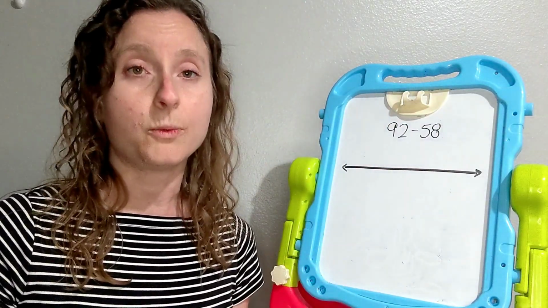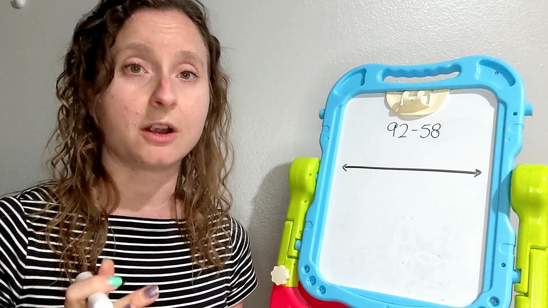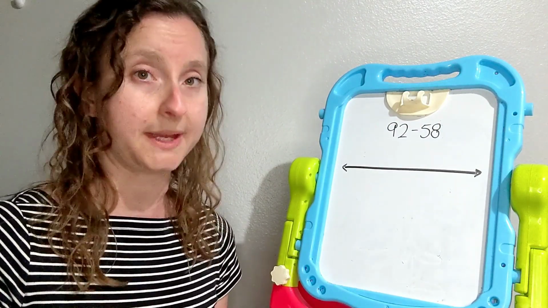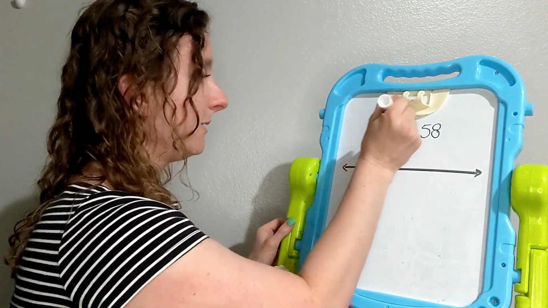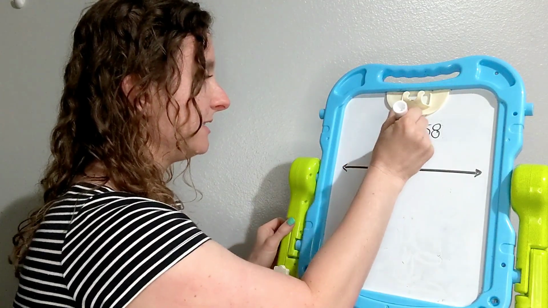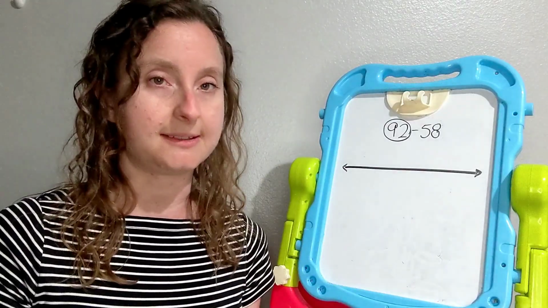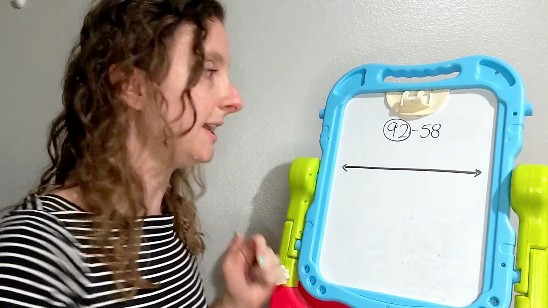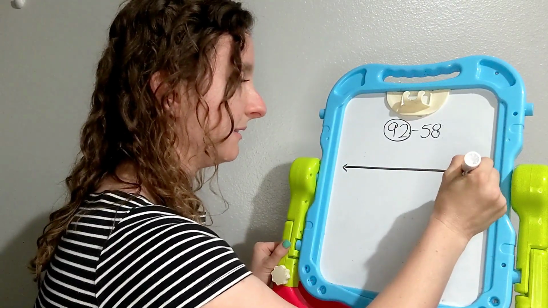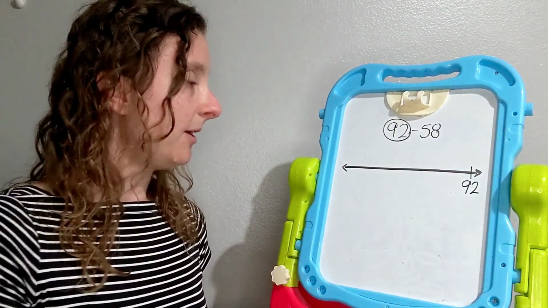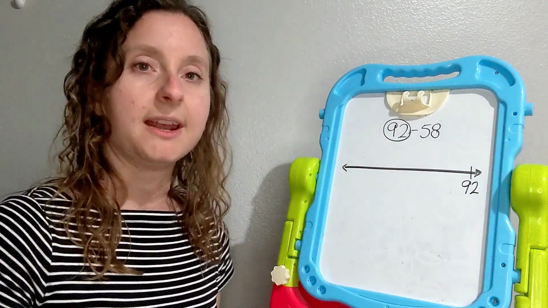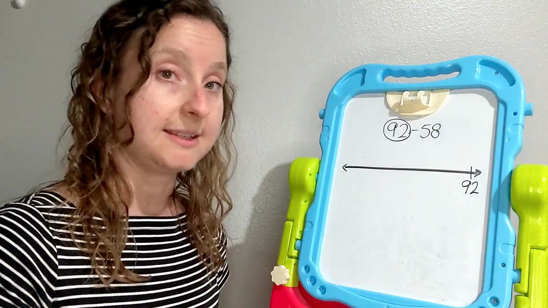And the first thing I always tell my students to do when we are subtracting is to circle the biggest number because that's the one we usually start with. So I'm going to circle 92. And because this is the biggest number and we are using a number line, it goes on the right-hand side because that's the way number lines work. Now I'm going to look at my smaller number and I am going to start subtracting.